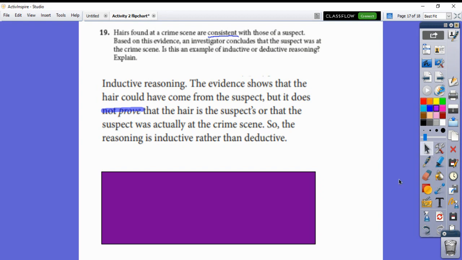Okay, so I hope that you've understood the differences between inductive reasoning based on pattern recognition and deductive reasoning based on using logical reasoning to prove that statements are true.